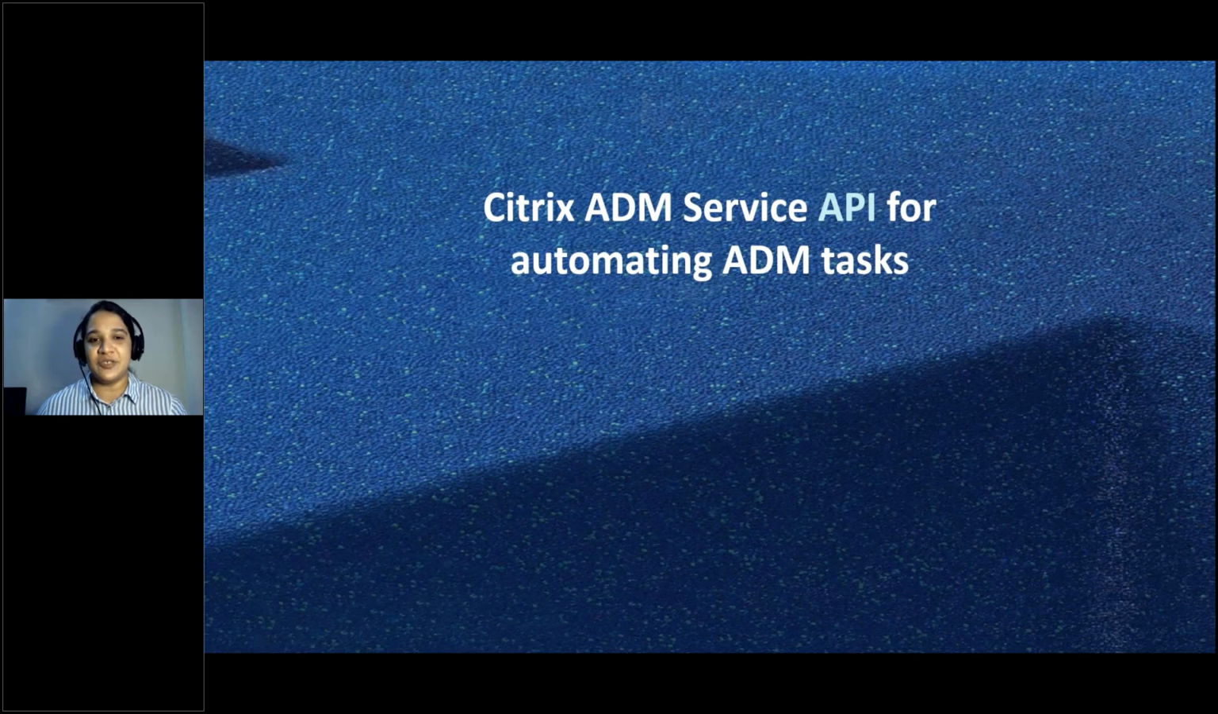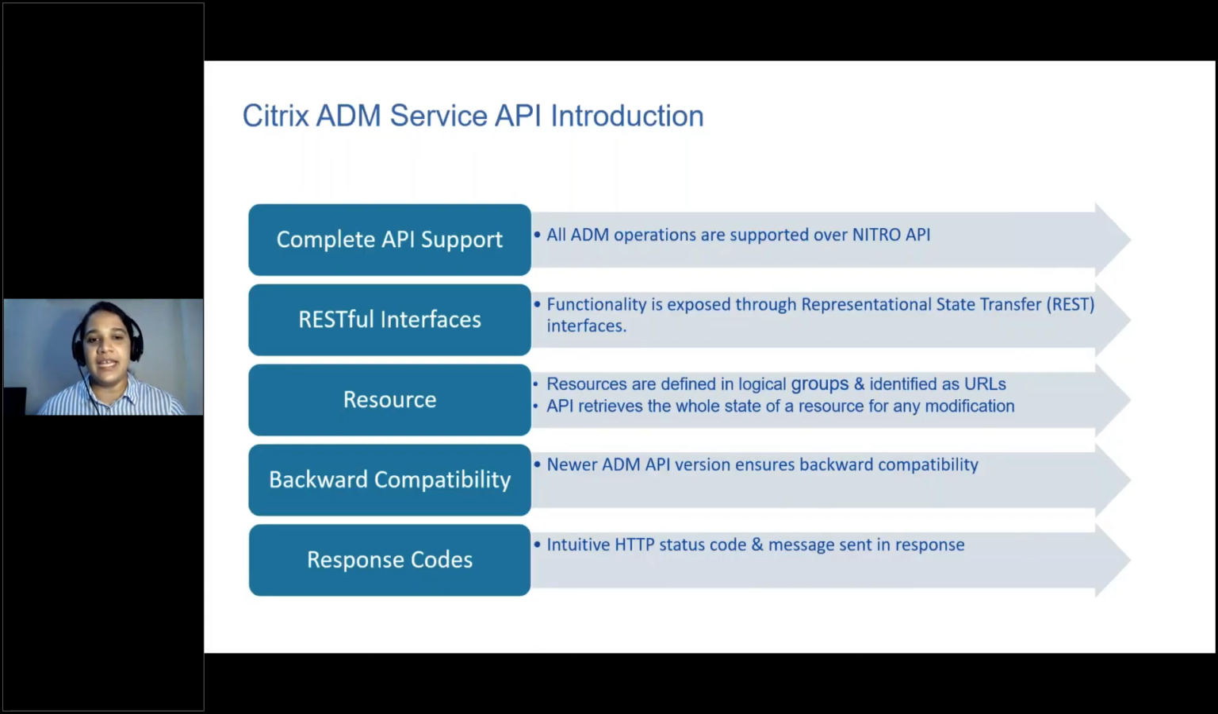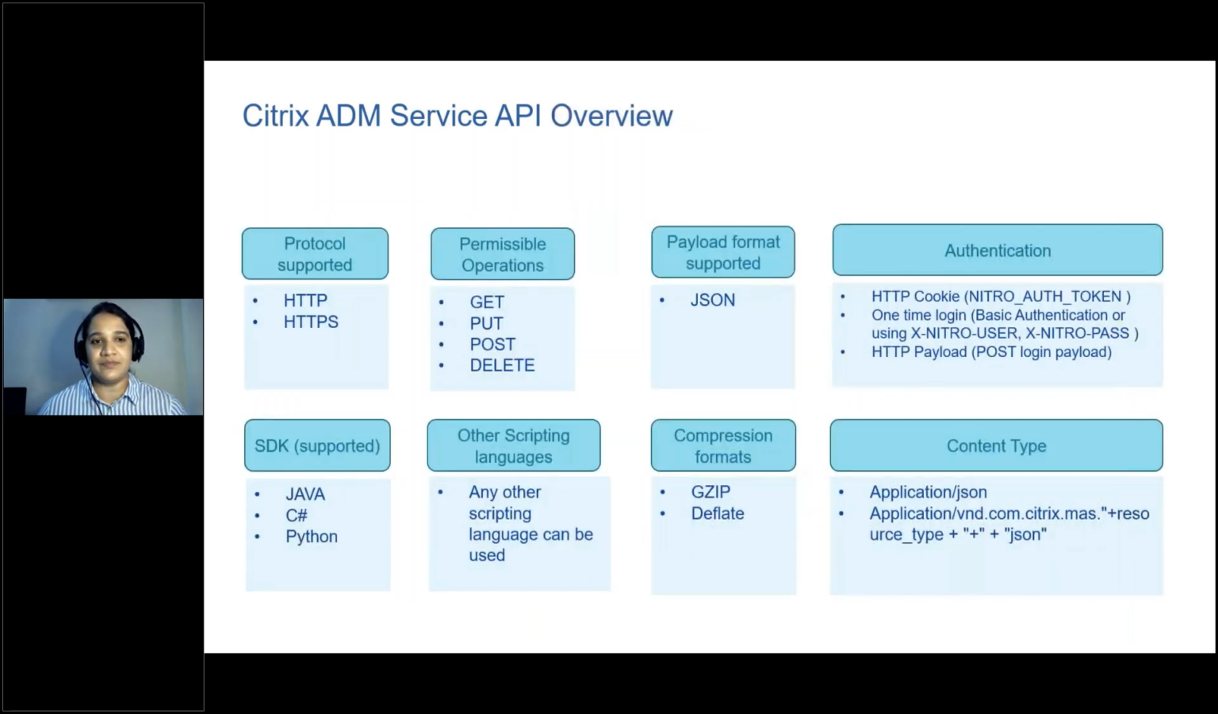Now we move to the last section of our session here, which is Citrix ADM Service API for automating ADM tasks. So we have complete API support for all the operations. These are RESTful APIs. Each resource is defined as a logical group, so you'll have URLs to identify those. We have backward compatibility as well, and you have very intuitive HTTP status codes and messages, which will help you script in a very easy manner. This is a quick overview of our API.